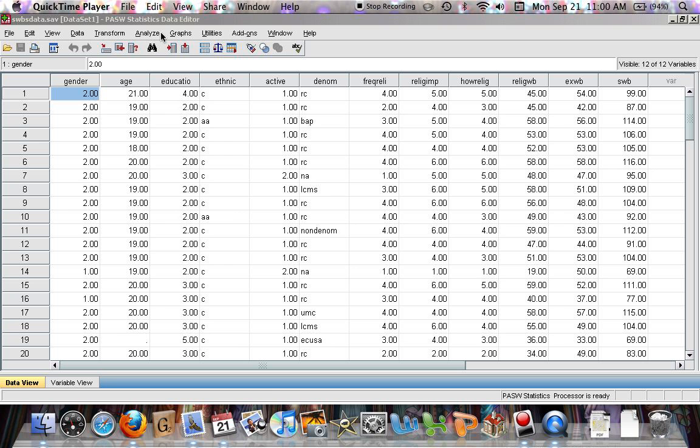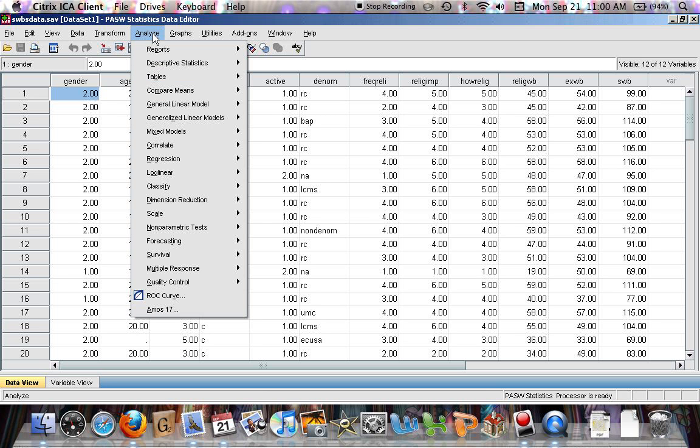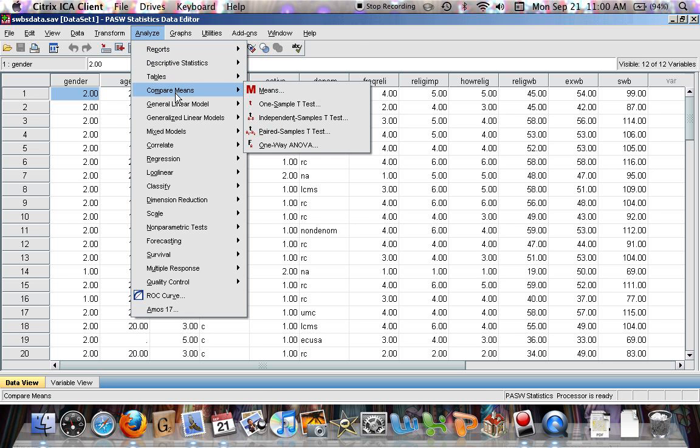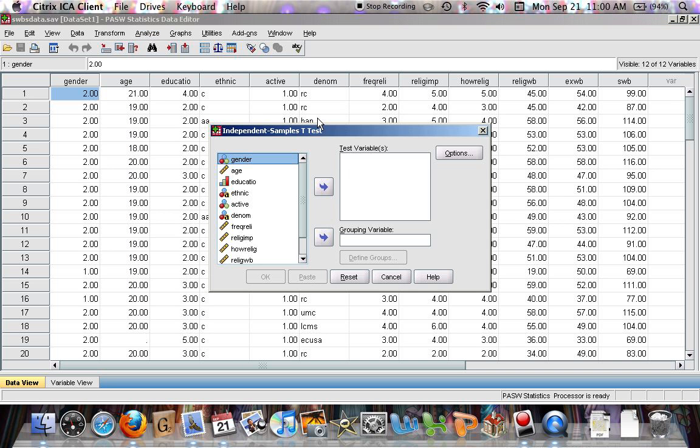So to do that test, we go to Analyze, Compare Means, Independent Samples t-test, and we have a test variable. Here, this is the spiritual well-being data, so let's put spiritual well-being as what we're testing to see if there's a group difference. And then a grouping variable. The grouping variable is the factor that distinguishes between our groups. And so I want to look and see if gender is a source of difference on spiritual well-being.